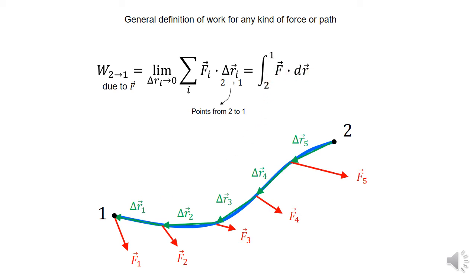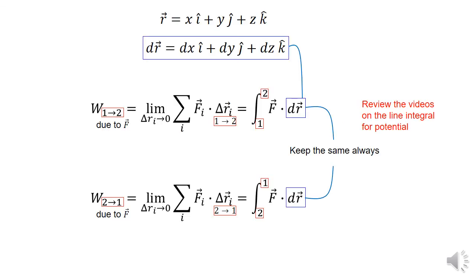Now, it's good to review the part that we did in the chapter on potential, on the line integral, to better understand this issue of going from 1 to 2 or 2 to 1. It was explained in detail. So this is the final conclusion of that part. If you want to get the work to go from point 1 to point 2, this is how you would get it. This is the work to go from point 2 to point 1. And again, review the video we did on the line integral in the part on potential versus electric field, because I don't want to repeat this issue again.